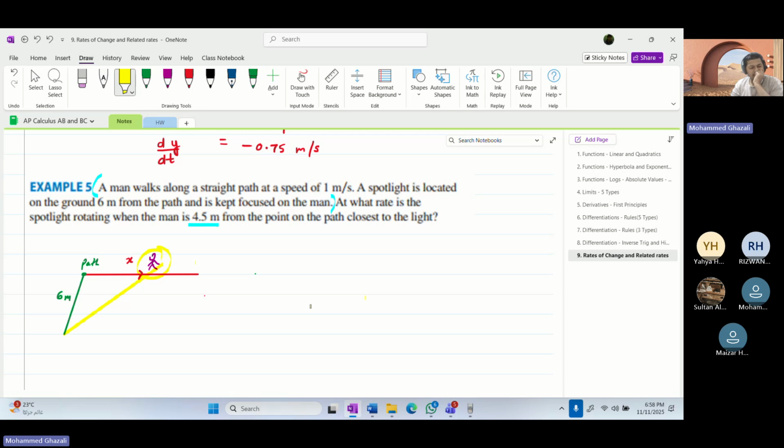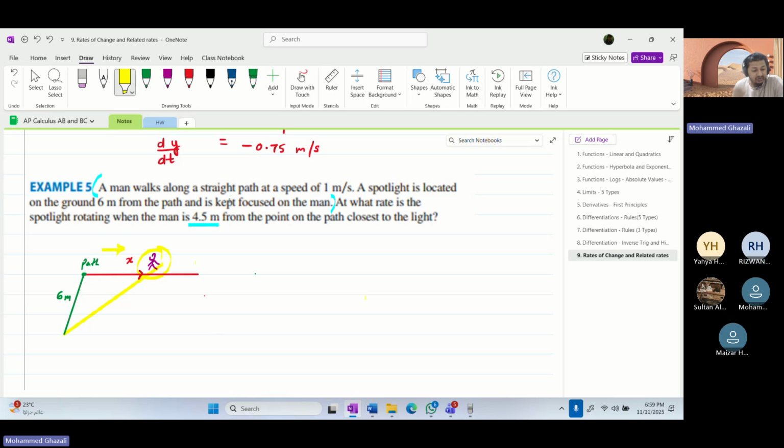Does it make sense? Wait, mister, isn't it 6 meters from the path, from where he is? That's what I'm confused about. It's supposed to be 6 meters from the path, not 6 meters from where he is. But we don't know where he is exactly. Okay, he's 6 meters from that path, and he's moving. Yes, that's fine, because it's meters per second, right?